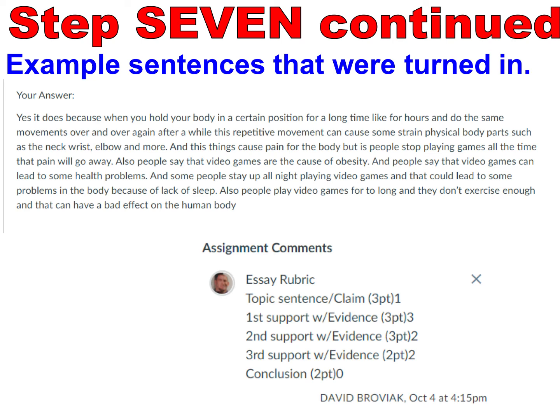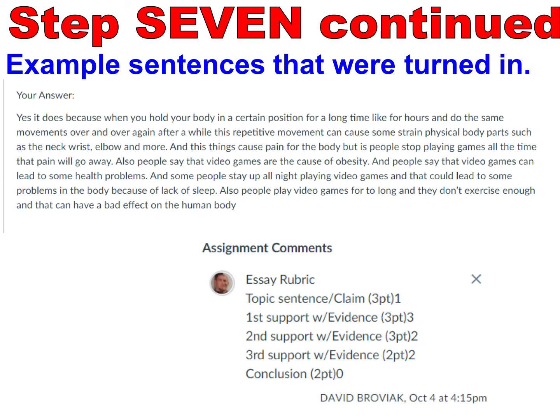It says, yes, it does, because when you hold your body in a certain position for a long time, for hours, and do the same movements over and over again, after a while, this repetitive movement can cause some strain, physical body parts such as the neck, wrist, elbow, and more. That was all one. That only got a point because the issue is you did not make a definitive statement. You went straight into using evidence, but all you did for your topic sentence was, yes, it does.